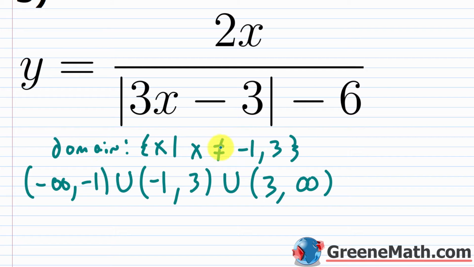I think using set builder notation is much cleaner, but some people want to answer that way, so that's really up to you. Basically, this covers the whole number line except for negative 1 and also positive 3.